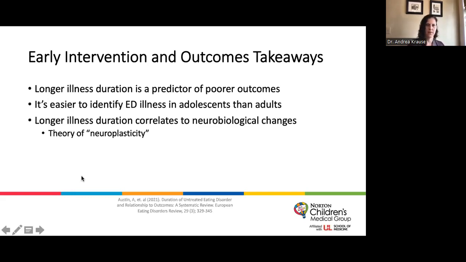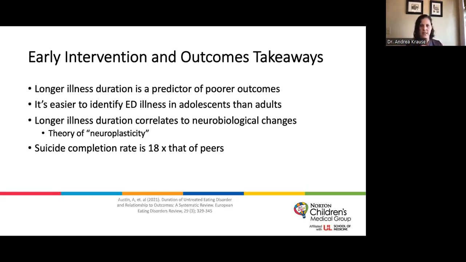So, all right. Again, a longer illness duration can correlate to these neurobiological changes that have been noted, and they've done functional MRI studies to support this. It goes back to this theory of neuroplasticity, in that if the brain is chronically starved in this state during an eating disorder, it basically changes our nervous system and our neurons. And it can be very hard to overcome that if the patient gets stuck in that state of starvation for years on end.